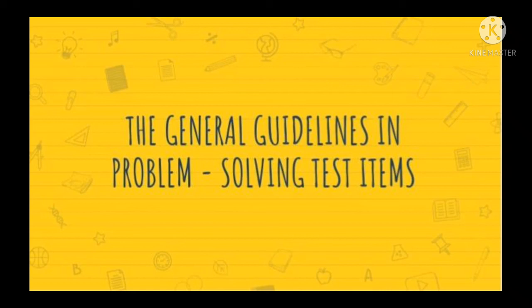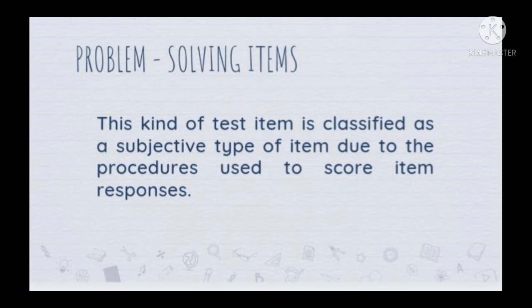The general guidelines in writing problem-solving items. This kind of test item is classified as a subjective type of item due to the procedures used to score item responses. In this kind of test item, the students will look in detail at problems to solve or reach a solution, such as math problems. So there are specific questions or problems that the student is going to answer. That is why it is a subjective type. This item will determine how well students can solve problems.